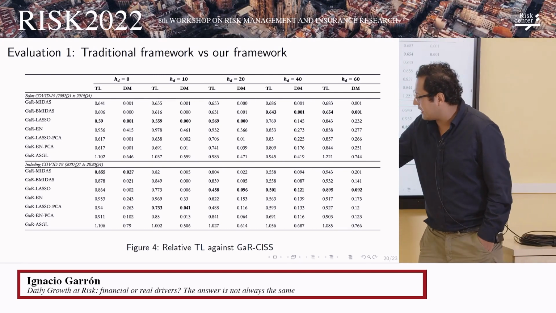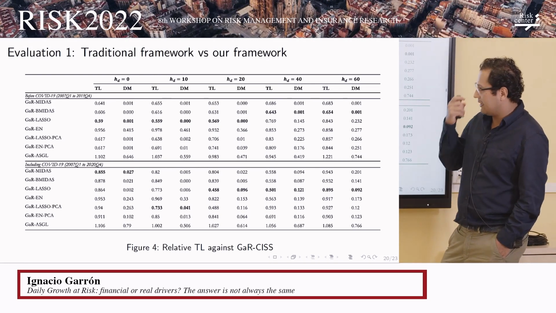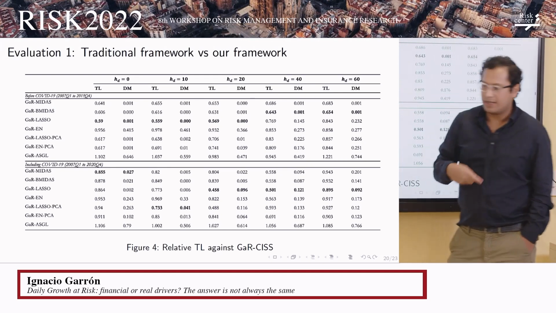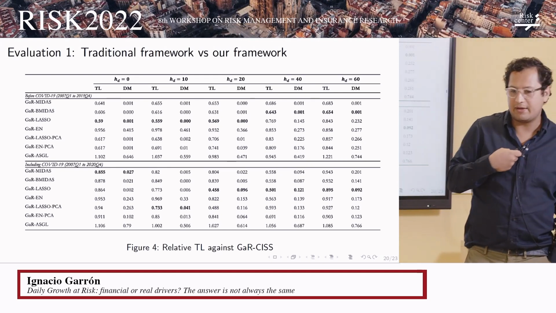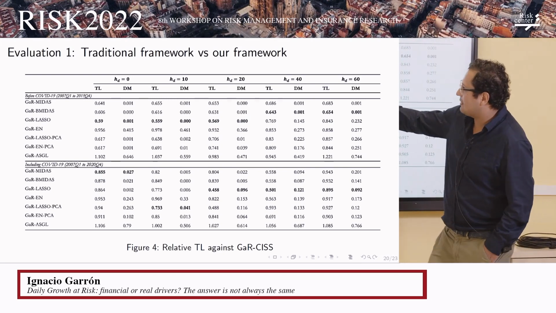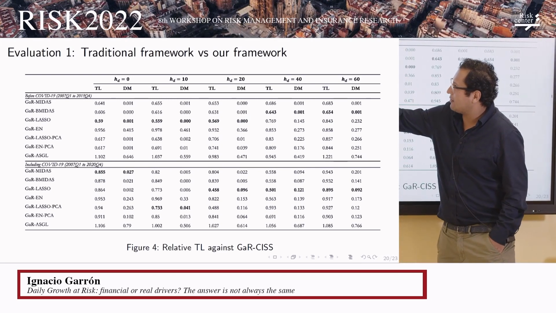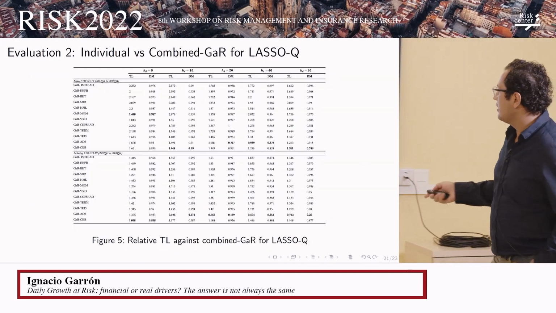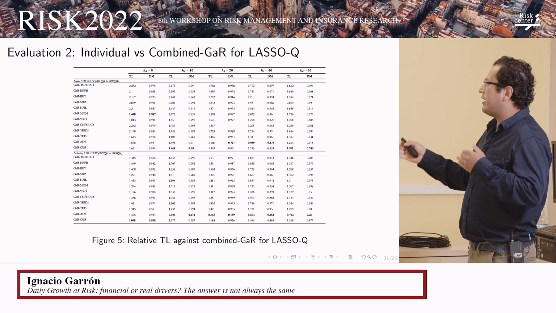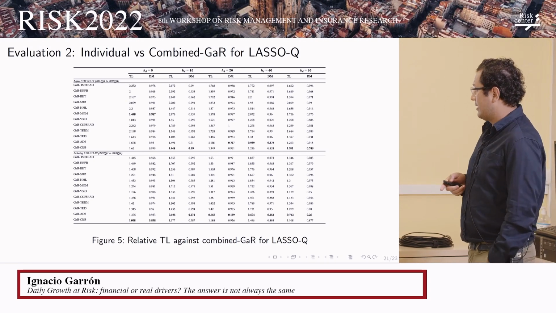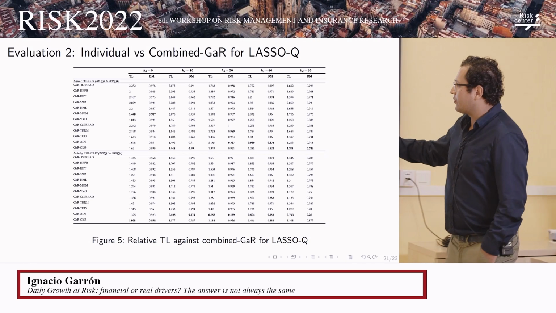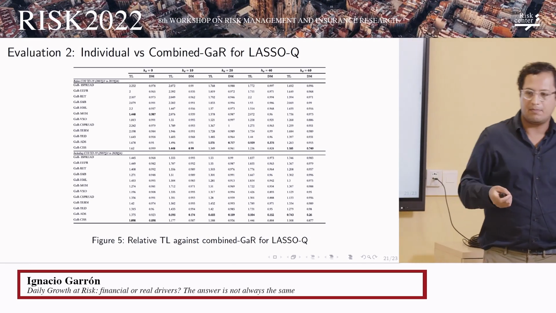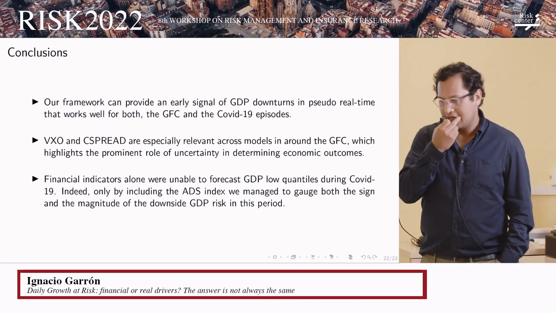This is the relative tail loss against the GaR using just the composite systemic indicators. If it's less than 1, our framework is better, and this is the Diebold-Mariano probability of equal predictivity of models. So we do better, and comparing individual versus combined GaR models for the Lasso Q, we also see that our combined framework does much better than the individual framework.